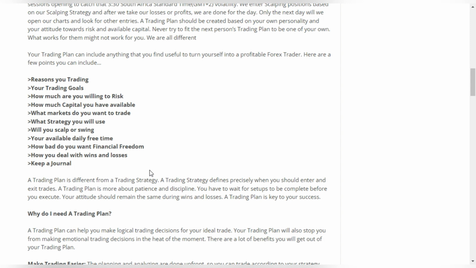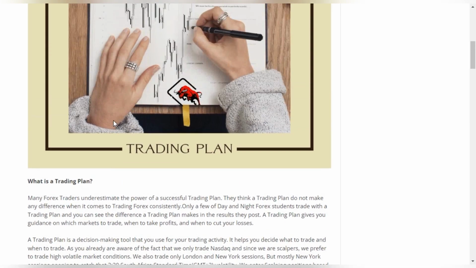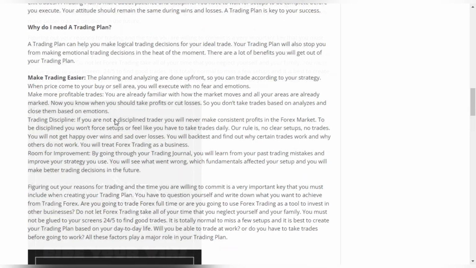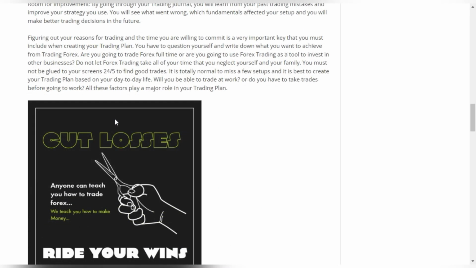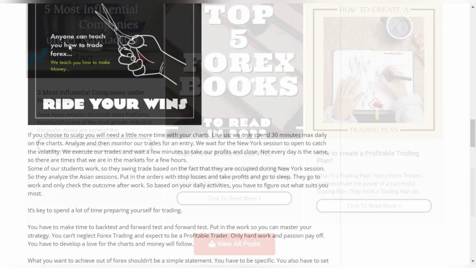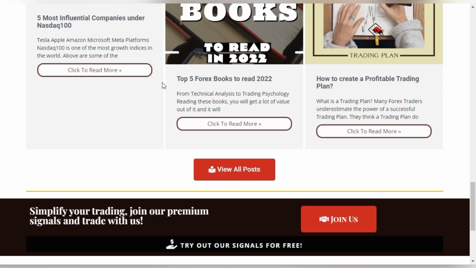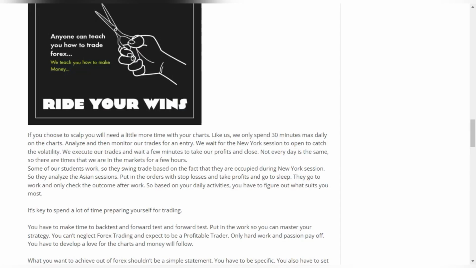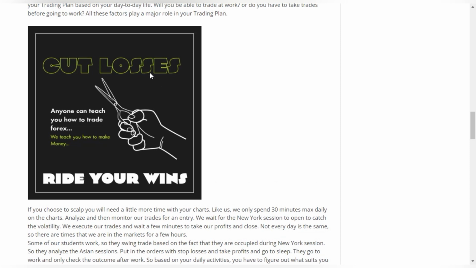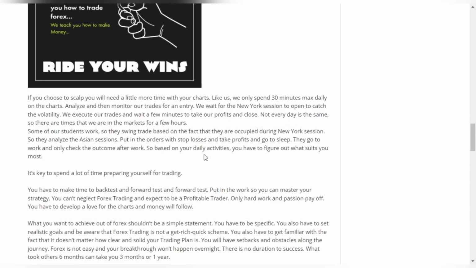That's basically all the steps that we had to share with you when it comes to trading. As we said, this is just a bit of the full blog that we'll be sharing with you. If you want to read more on creating a profitable plan, you can come through to Day and Night Forex and look for this post, how to create your profitable trading plan. If it's not showing, click on view all posts and you'll be able to find it. And always remember to cut your losses short and ride your wins. Most traders do the opposite of this, and that is why they are not winning as much as they should be.